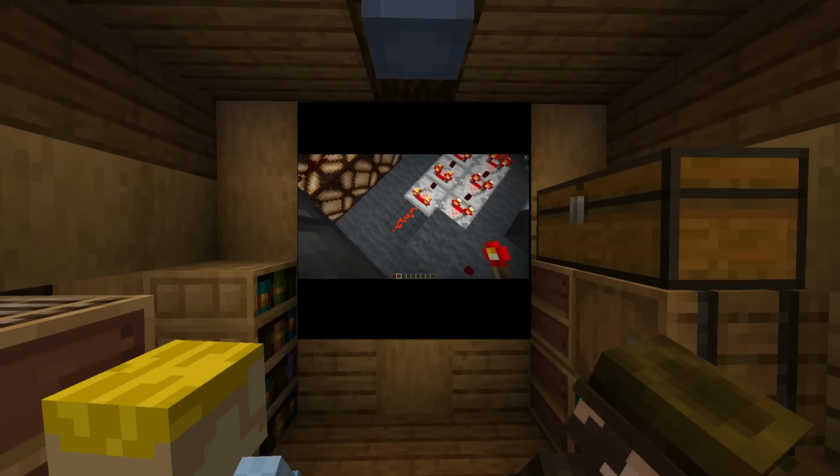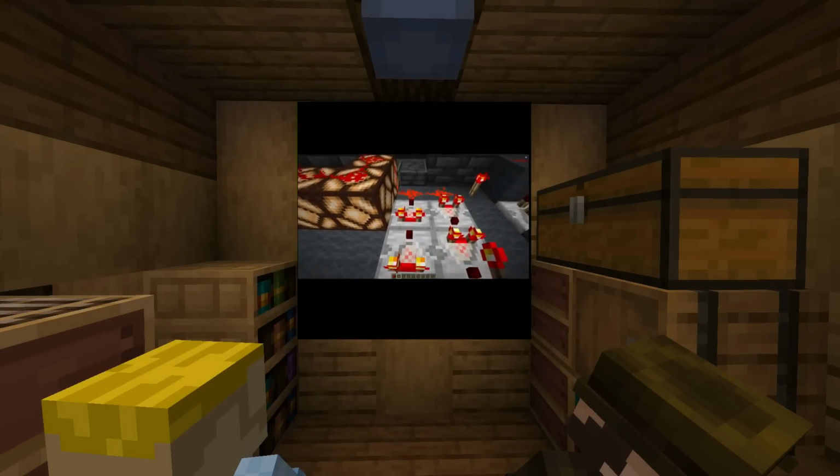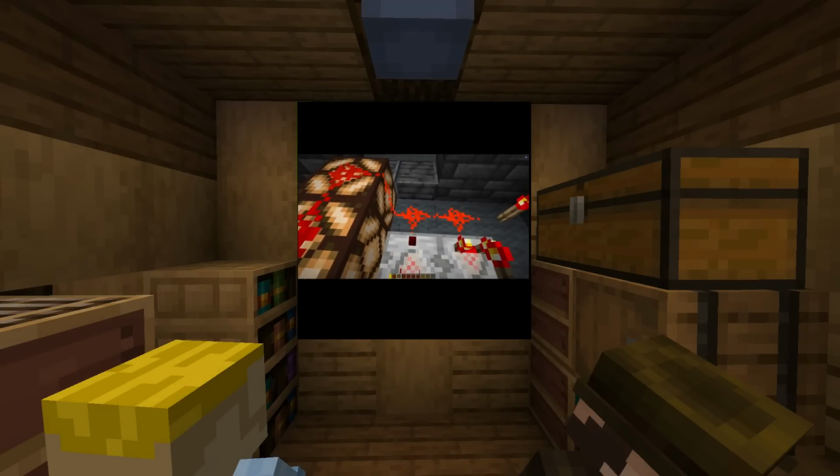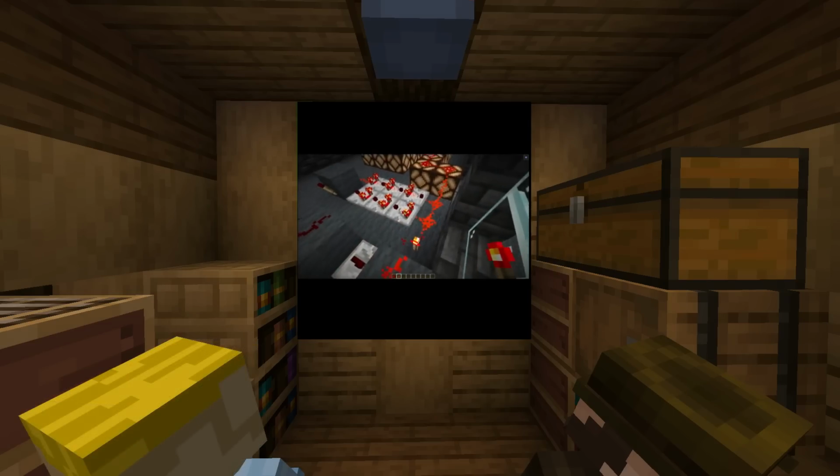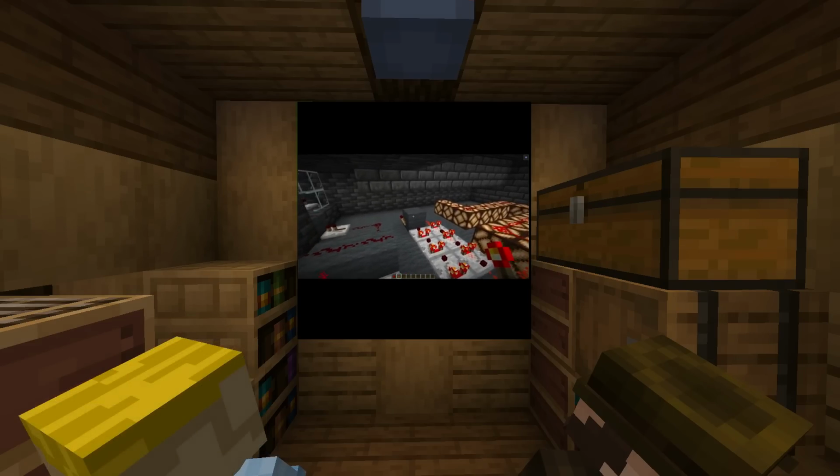Whenever this comparator powers this block, that power goes into this redstone and comes up through these comparators to this redstone dust here. Then the signal here is 0. When this 0 gets to this block, that torch will actually come back on because this block will no longer be powered.